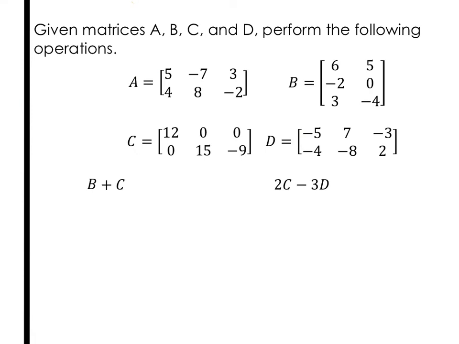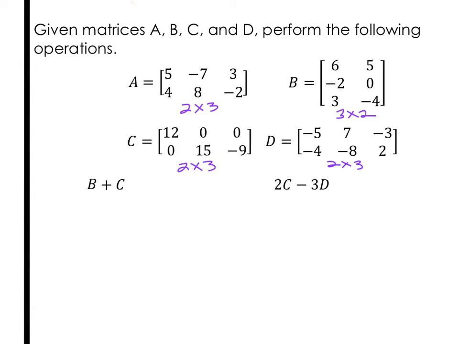Given matrices A, B, C, and D, perform the following operations. A is 2 rows, 3 columns. It's a 2 by 3. Notice B flips that. There are 3 rows and 2 columns. Both C and D match the dimensions of A, 2 by 3 for both of them.